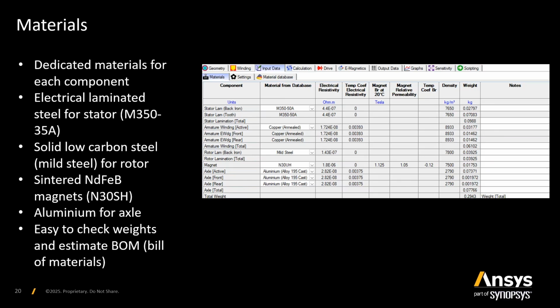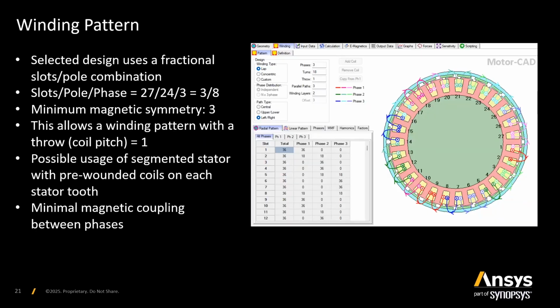For the axle, we'll typically use aluminum, which is a light material, and here we notice the weights of these components. We can estimate the bill of materials, and the overall total weight turns out quite light for this type of motor. The winding pattern.